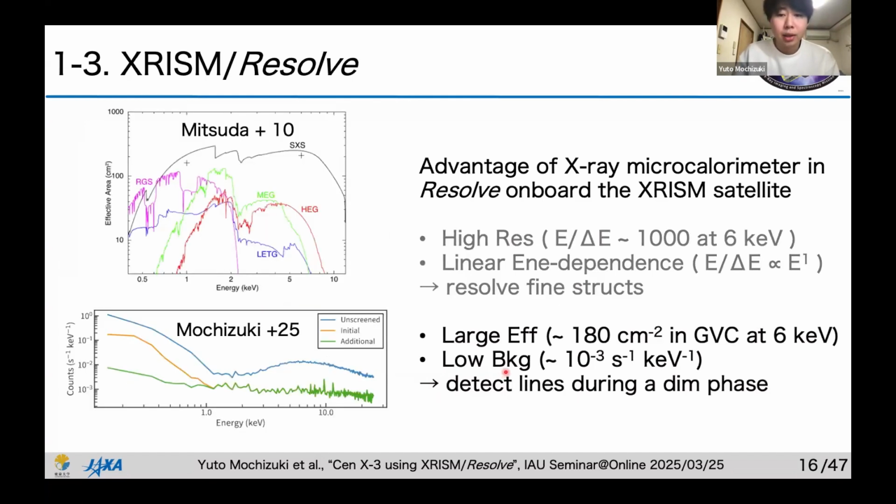Second, it has a large effective area, even with the cover closed, compared to the grating detectors. The result is about 180 square centimeters. And it has a low background level. As a result, it is able to detect lines even during the eclipse phase.